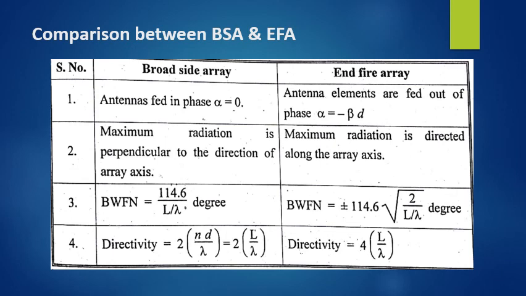And the first null beamwidth is equal to 114.6 divided by L/λ degrees in the broadside array, whereas in the end-fire array it is ±114.6 times square root of 2 divided by L/λ degrees. And the directivity of the broadside array is equal to 2 times L/λ, whereas in the end-fire array the directivity is 4 times L/λ.